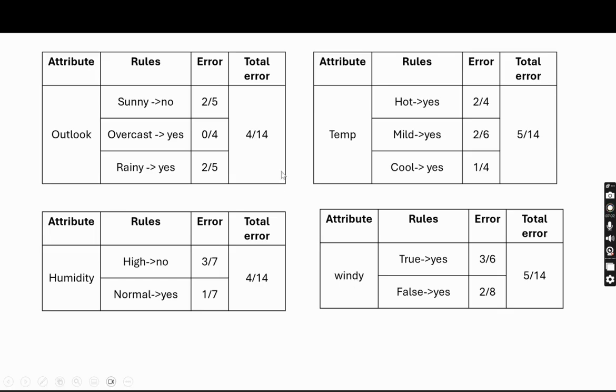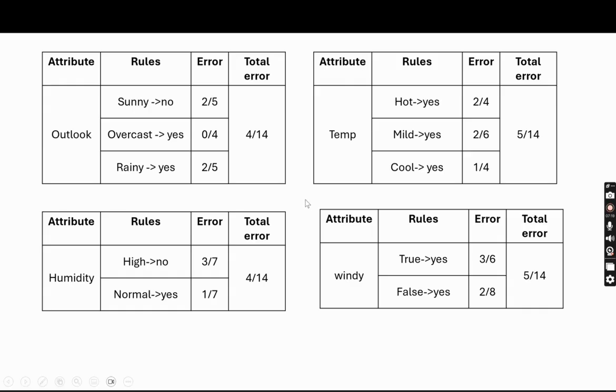temperature, humidity and windy. We have to choose an attribute as a root node which has the minimal error value. So here the attributes having minimal error values are outlook and humidity. Both the attributes are having minimal error value.